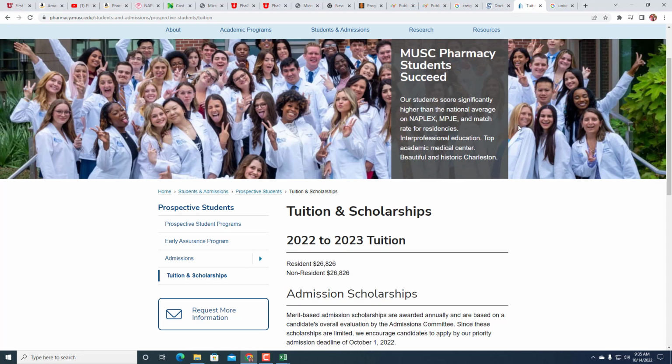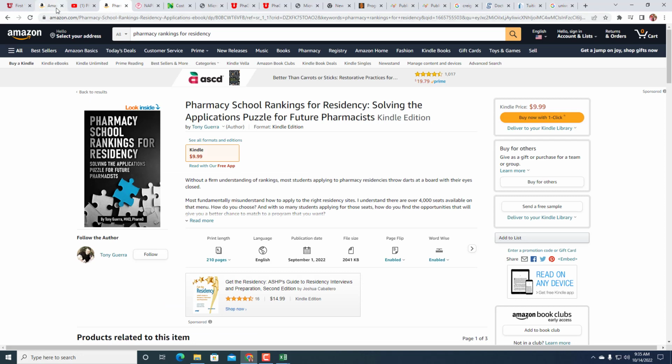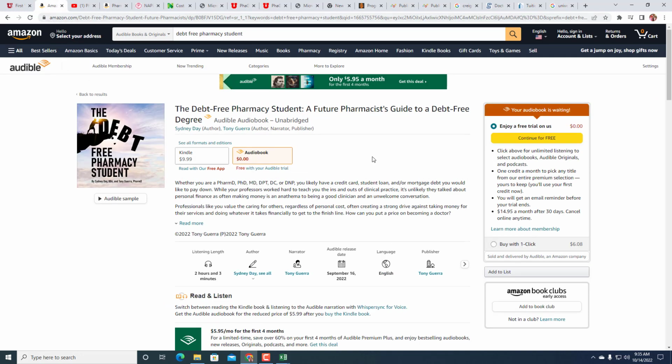Looks like they're making the fun image there. And then, let's see, University of Illinois Chicago, in-state and out-of-state per semester is about $12,522. So again, I think that it all comes back to what your goal is. And if your goal is to be a debt-free pharmacy student, then I think it's time to start looking at many more choices.